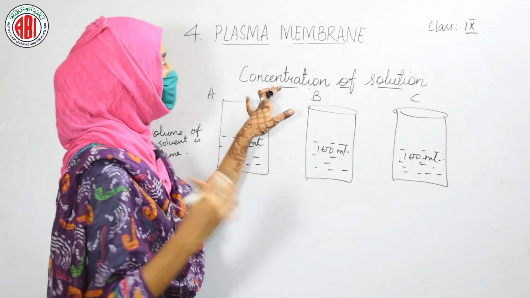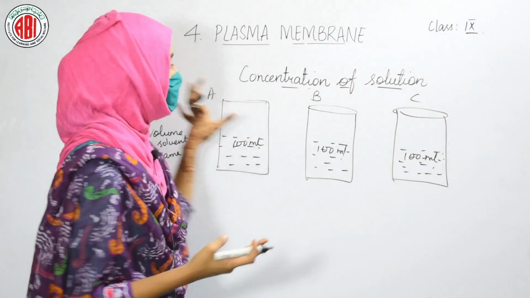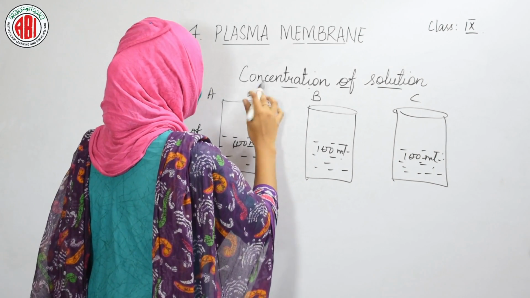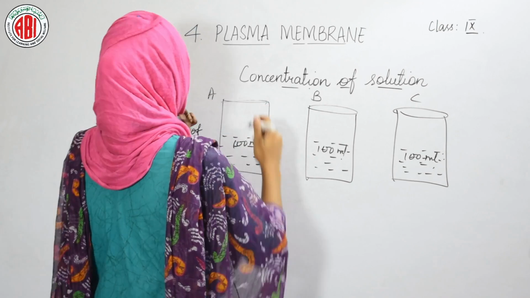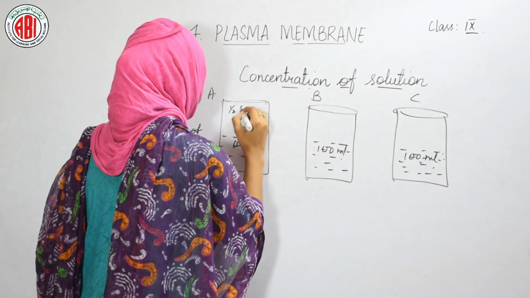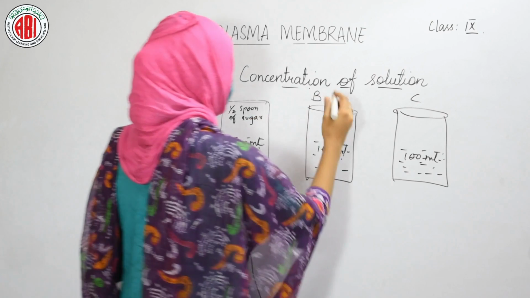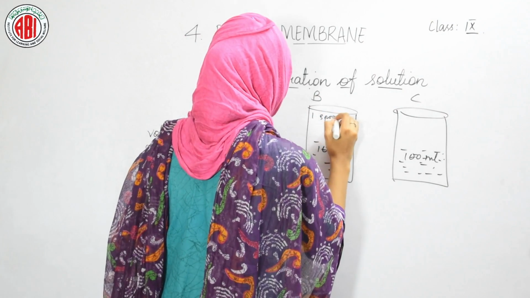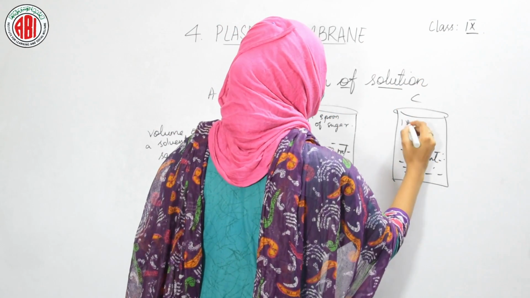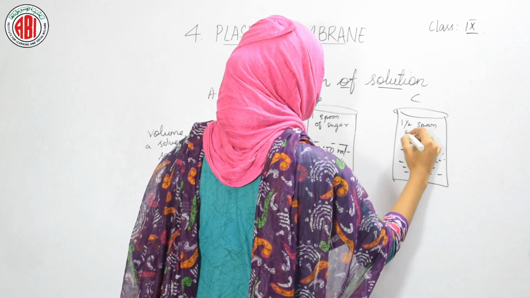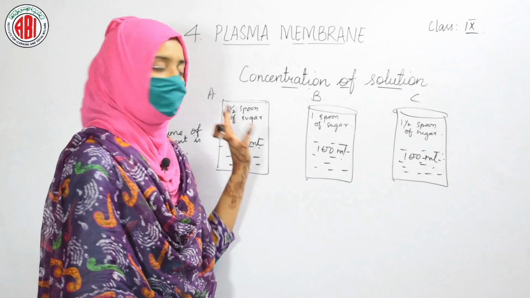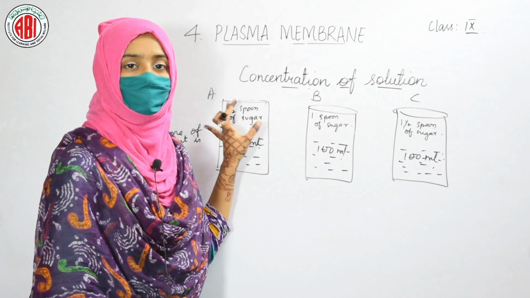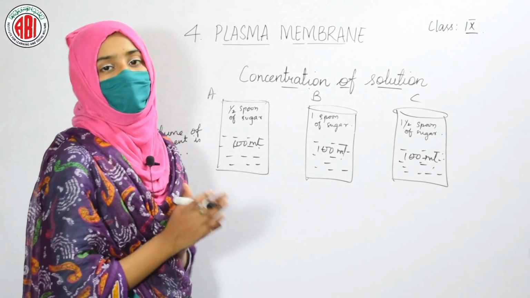Now to know the concentration of the solution, in the beaker A, we will be adding half spoon of sugar. Sugar is a solute. So in the beaker A, half spoon of sugar is added. In the B, 1 spoon of sugar, and in the beaker C, 1.5 spoon of sugar is added. Now after adding the solute into the solvent, it will become the solution.